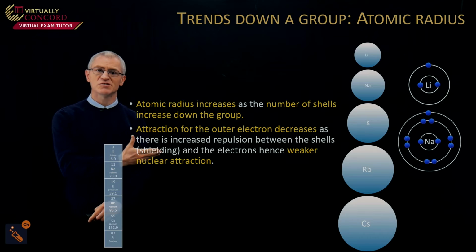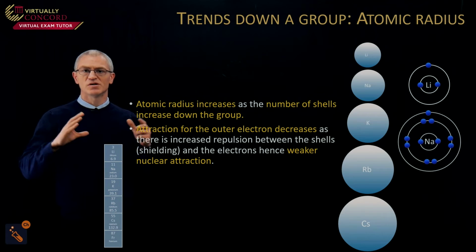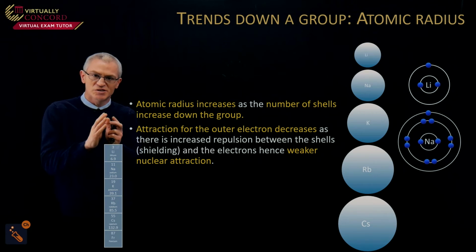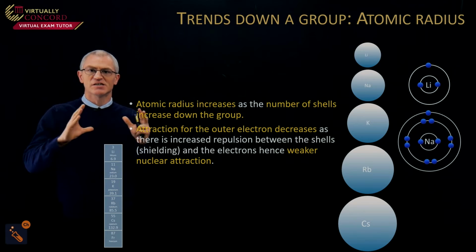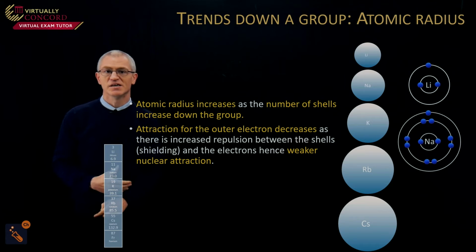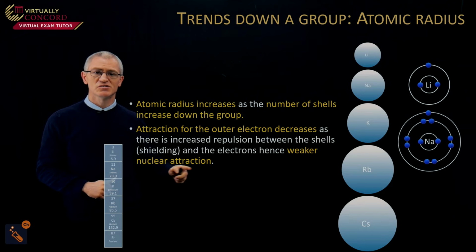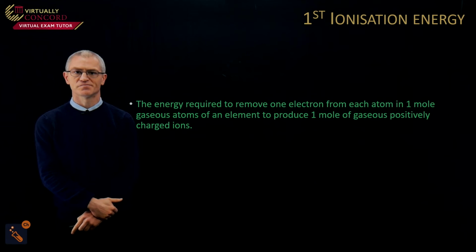And we do include this word shielding. Shielding is this repulsion between the electrons that are in the shells. So if you have extra shells, that means you have extra electrons, which means you get a little bit of repulsion and it pushes that shell slightly out. It makes it slightly bigger, and if it makes it slightly bigger, the radius increases. And that also means that there's a weaker nuclear attraction. So that nuclear attraction between the nucleus and the outer electron gets a bit weaker as well.